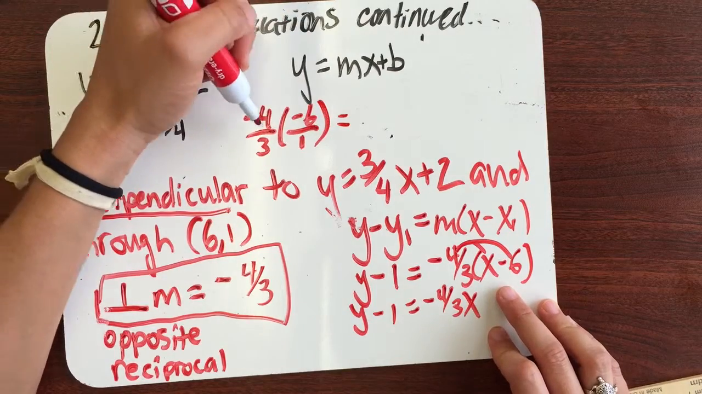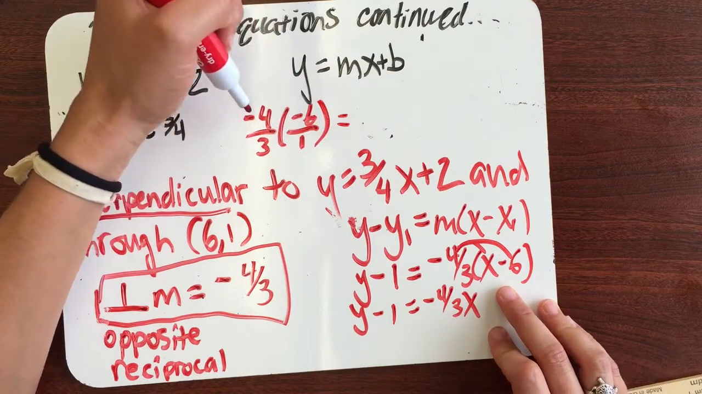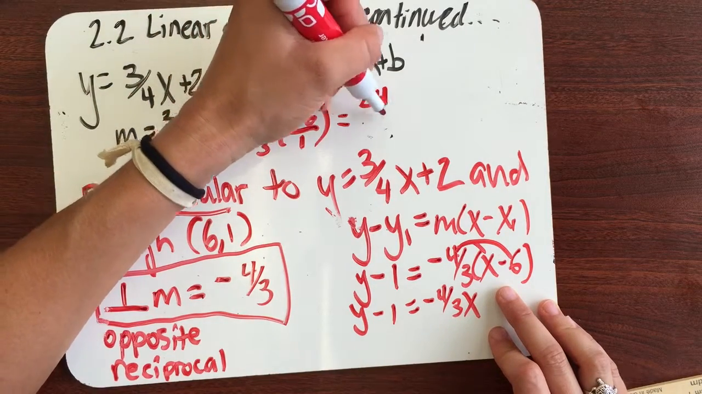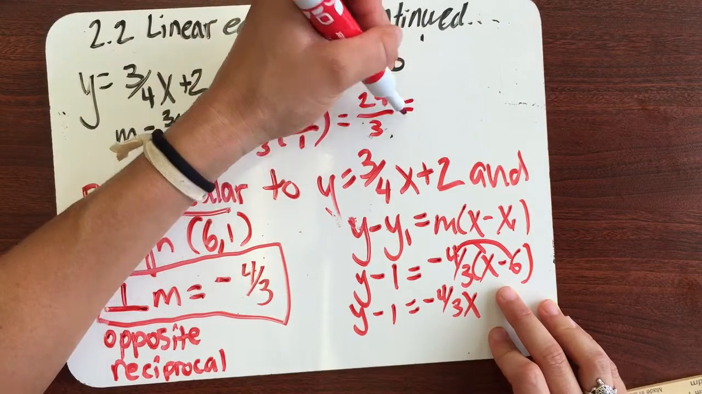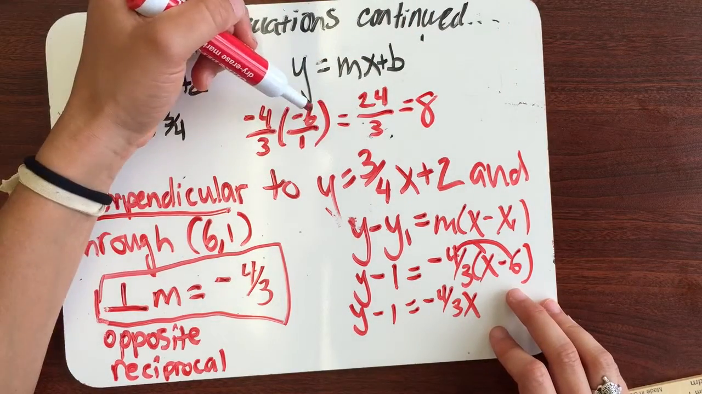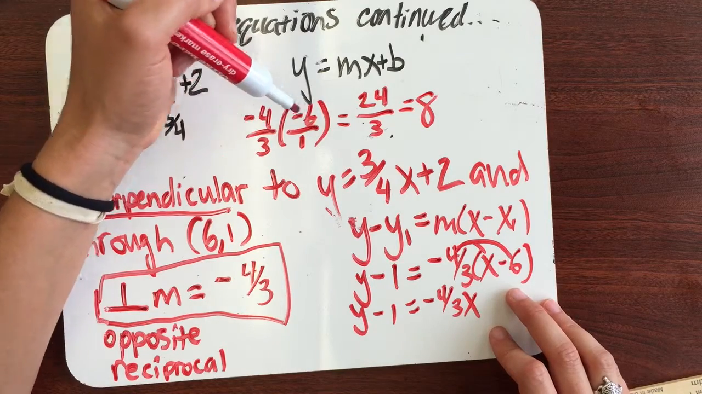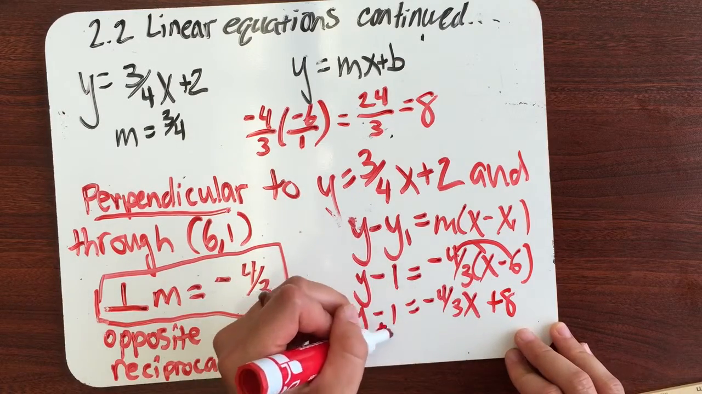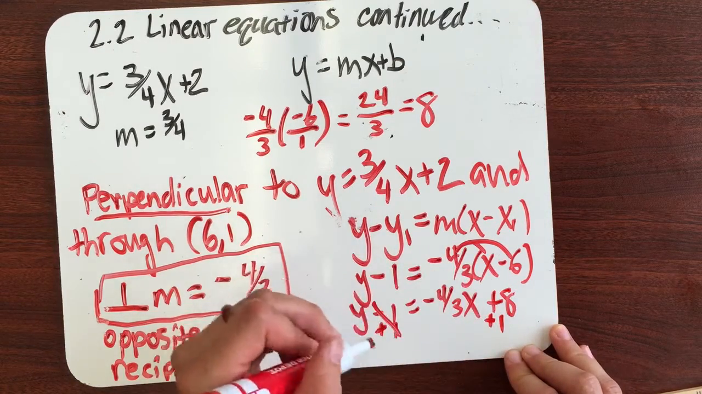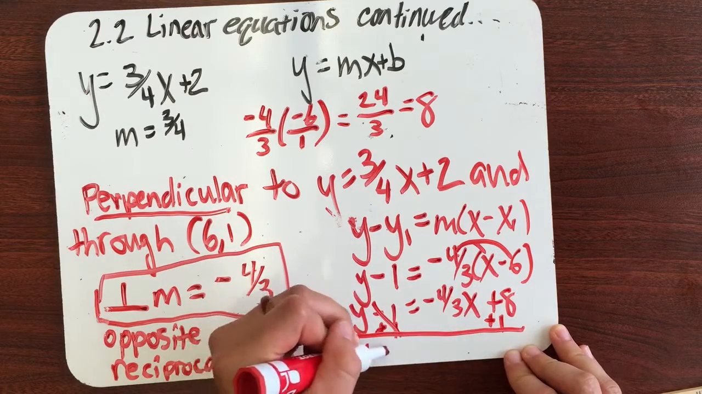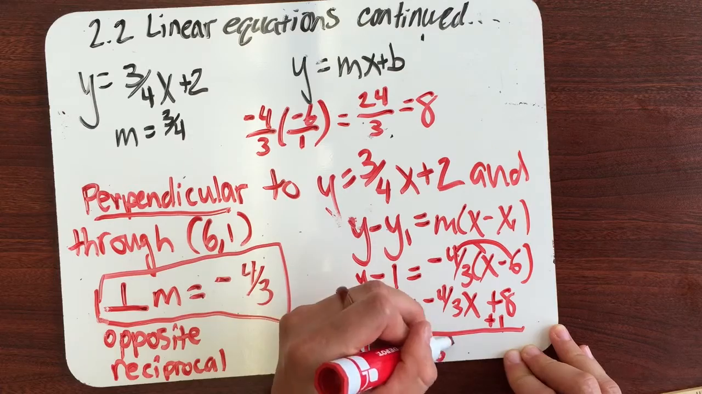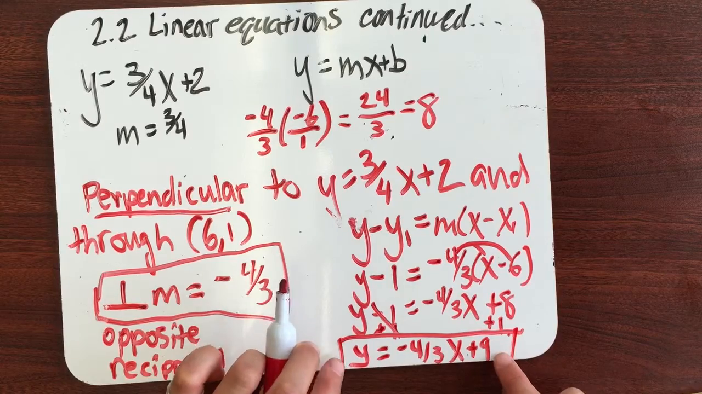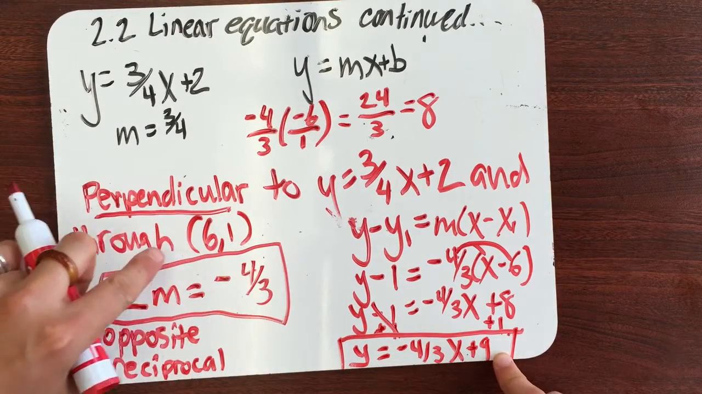So when you're multiplying fractions, you multiply the numerators and you multiply the denominators. A negative times a negative is a positive. 4 times 6 is 24/3. 3 goes into 24 8 times. Or you could have canceled this out. 6/3 is a 2, and 2 times 4 is 8. You get the same thing. So this is a plus 8 down here. We add 1 to both sides, and we get y is equal to -4/3 x plus 9. And that is our equation that's perpendicular to this line and going through the point 6, 1.